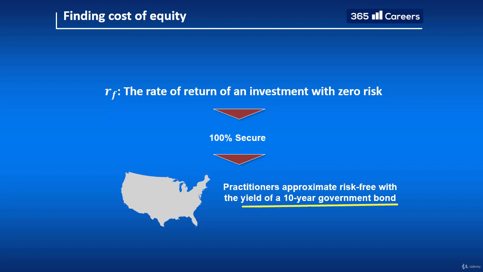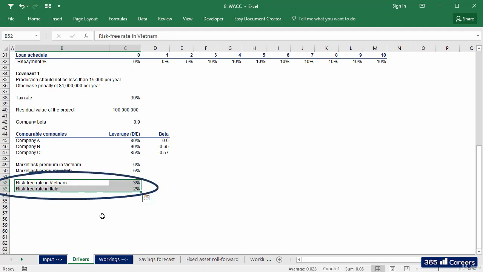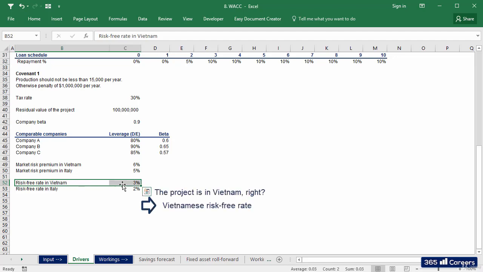The rationale behind using a 10-year and not a 3-month bond is that the valuation of the firm is a multi-year exercise, and hence the risk-free rate that is used shouldn't reflect a period as short as 3 months. Right. In our driver's sheet, we have two risk-free rates, one deriving from a bond security issued by the Italian government and one deriving from a bond security issued by the Vietnamese government. Which one should we use? The project is in Vietnam, right? Therefore, we'll use the Vietnamese risk-free rate.